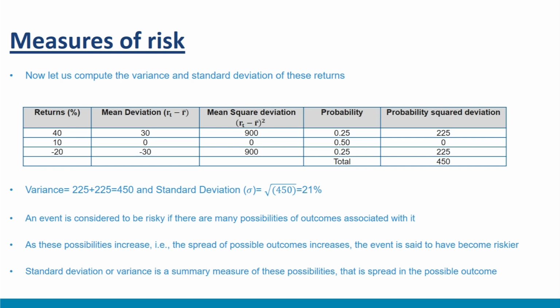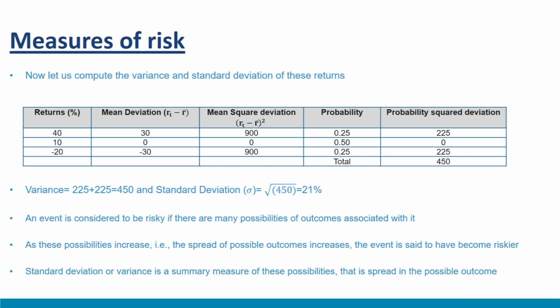How do we understand this standard deviation or variance financially? This variance is a measure of risk. An event is considered to be risky if there are many possibilities or outcomes associated with it. As these outcomes or possibilities increase, that is, the spread of possible outcomes increases, the event is said to have become riskier. Standard deviation or variance is a summary measure of these possibilities, that is, the spread in the possible outcomes.